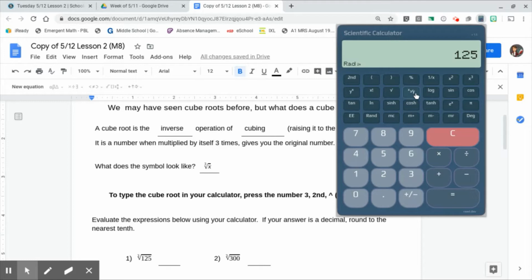So we're going to press that and you're going to see nothing happens because we have to type what kind of root we're finding, and we're finding a cube root. So we have to type in the number 3. Then you press equals and we get 5.